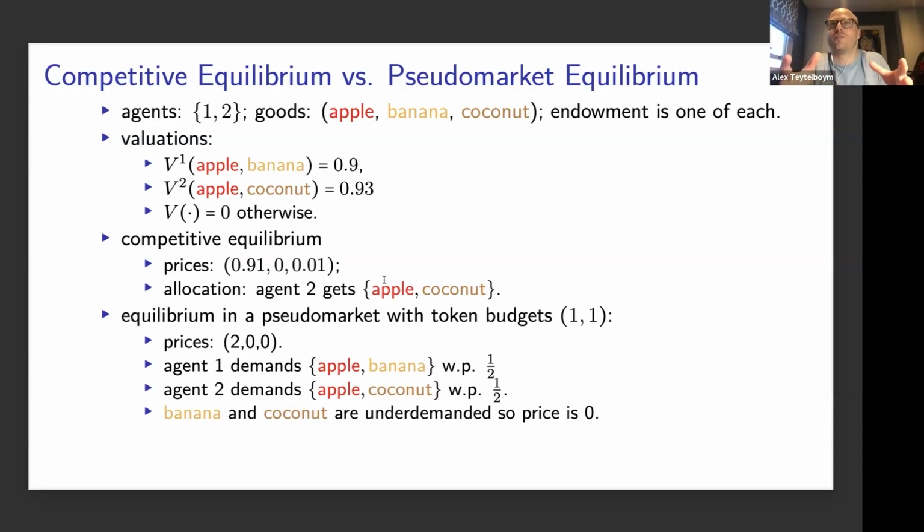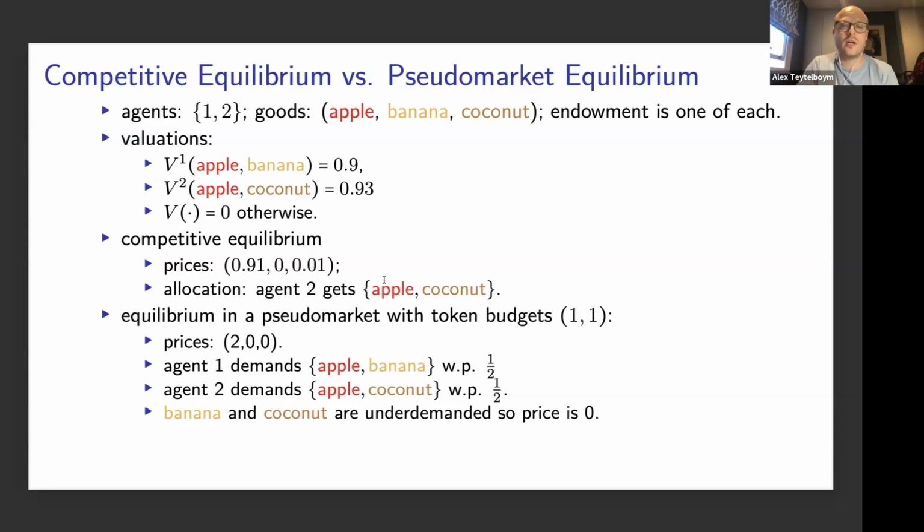It's the best possible thing for this agent. Remember, he only wants the two things together. So he's just thinking, how can I make the likelihood of this as high as possible? That's all he needs to do. It's a pretty simple calculation for this guy. Agent 2 has the same thought process. He looks at the prices. He has a token budget of 1. He wants both goods of the bundle together. And he can at most afford to get a 50% lottery of this bundle and nothing. Is everyone okay with this?